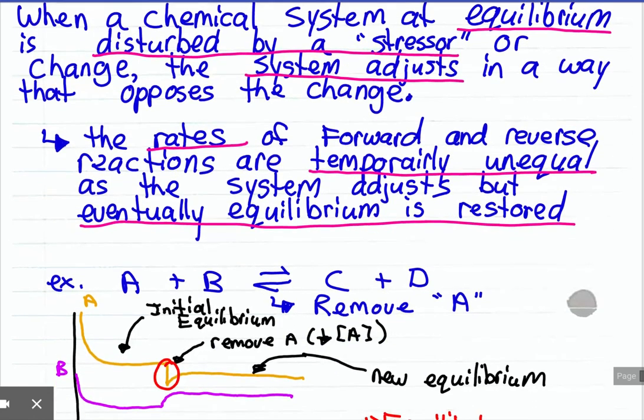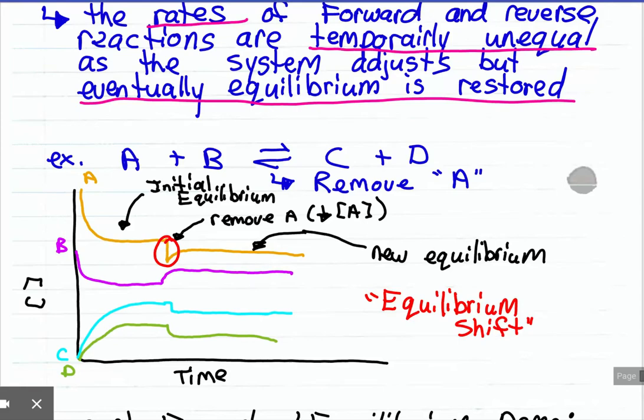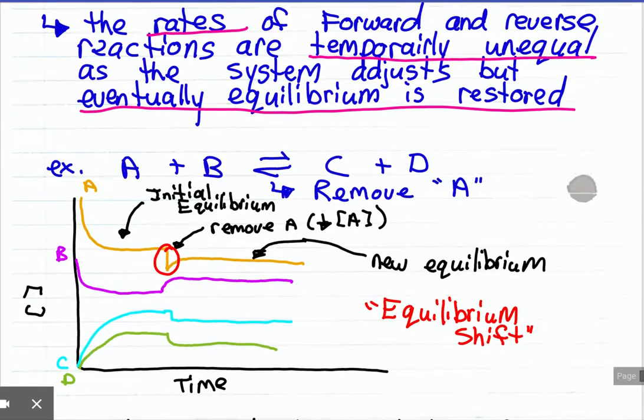So if we look at a make-believe system, it's pretty straightforward. We have A plus B in equilibrium, that's what that sign means, with its products C plus D. So if we think about what we know about a system, if you were looking at reactants, A concentration, this is a graph of concentration over time.